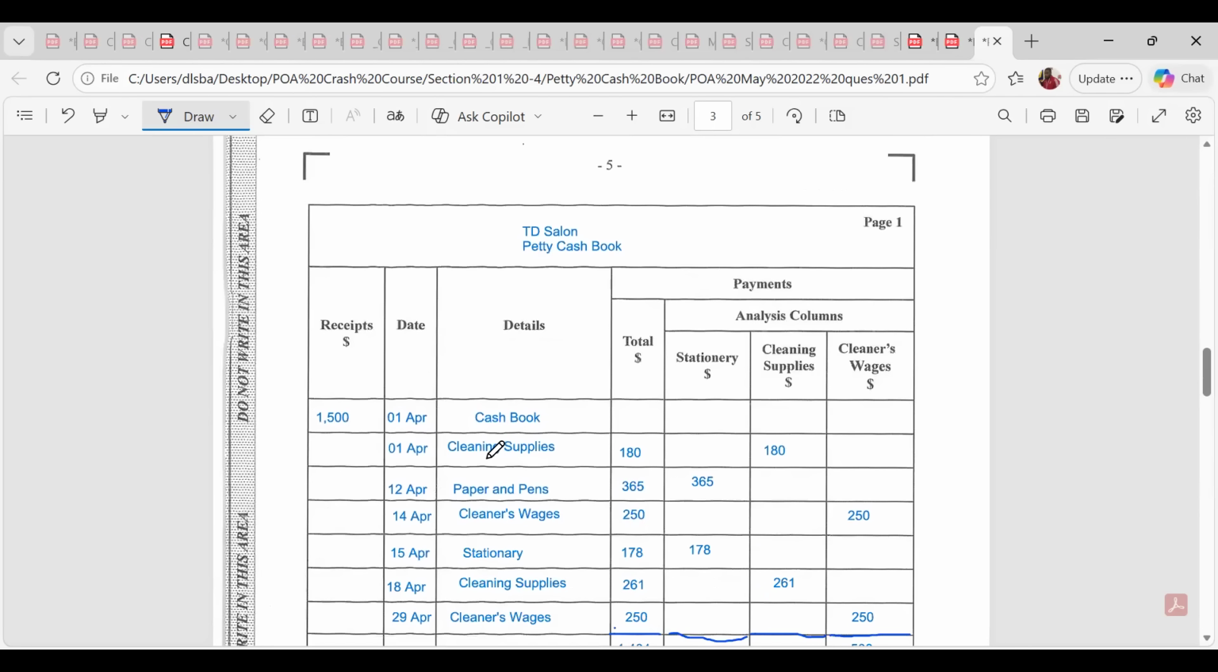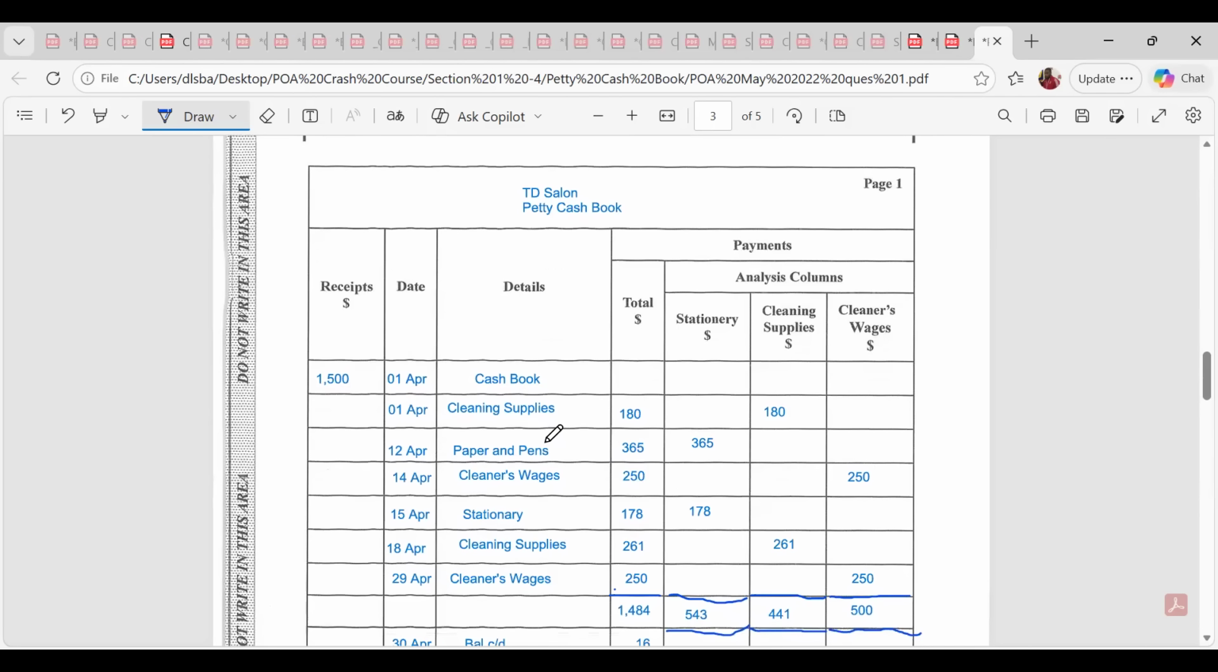Right? So you record cleaning supplies under cleaning supplies, then under total. Paper and pens under stationery, then under total. Cleaning wages under cleaners' wages and total. Stationery under stationery and total. Cleaning supplies, you record it under cleaning supplies and total. Cleaners' wages, you record it under cleaners' wages and total.